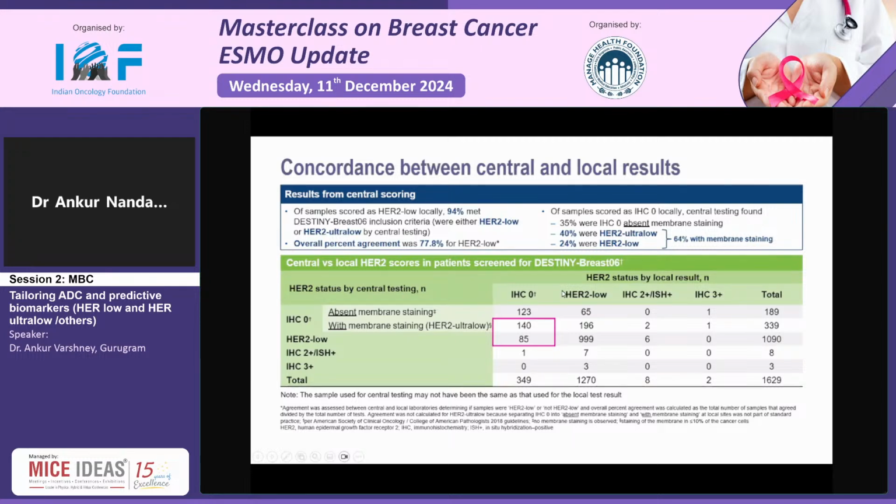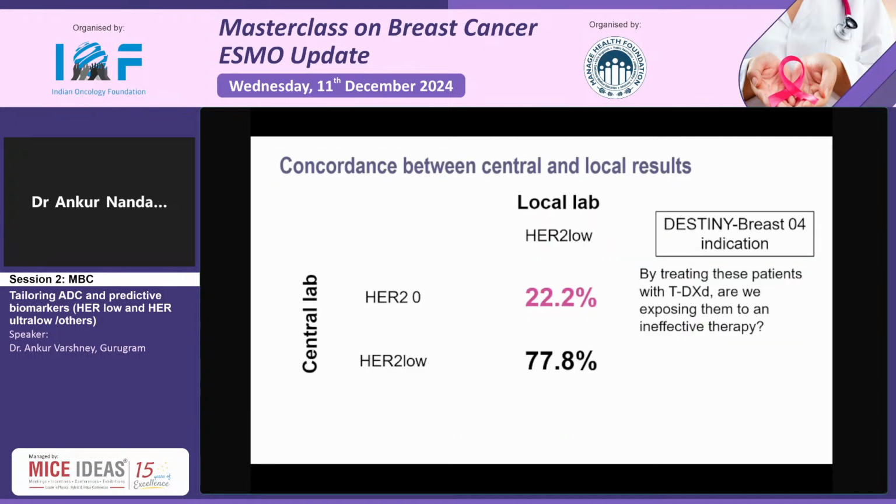There was a discrepancy in HER2 IHC 0 status, and approximately 94% agreement. There was agreement in 77% of patients for HER2 low, but for the patients who were IHC 0, there was 40% who were reclassified as HER2 ultra low, and 24 patients were reclassified as HER2 low. So now we will discuss the results separately.